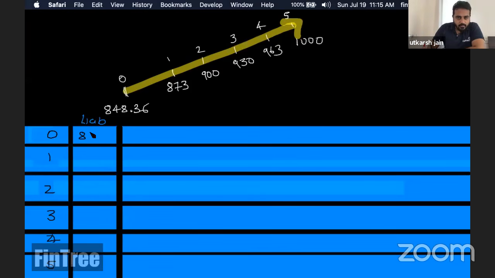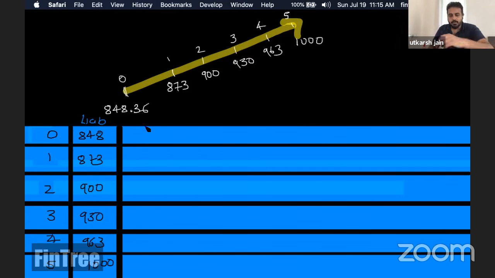So 848, I'm ignoring the decimals. 848, 873, 873, 900, 930, 963, and 1000. Now we would calculate something called unamortized discount.